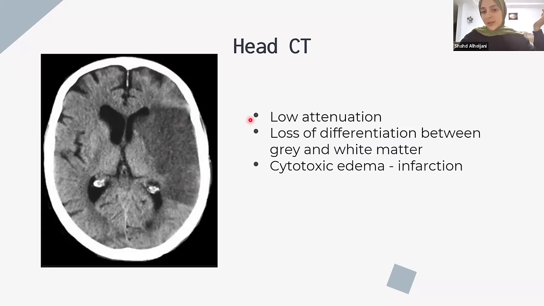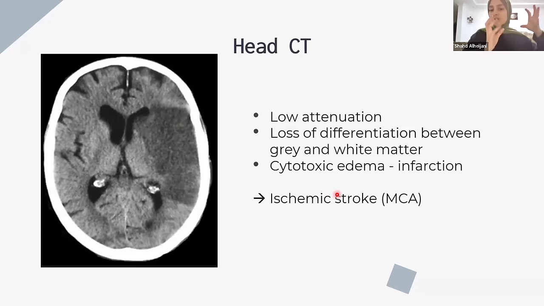What is happening in infarction? You have loss of blood supply to a certain area, so there is edema. In this case, this is cytotoxic edema because you can't see any differentiation between the gray and the white matter. So what do we have? Ischemic stroke. The patient with a stroke will come with slurred speech. They will have headache too, but the worst headache of their life is for subarachnoid hemorrhage. Here the patient comes with slurred speech and so on, and on CT you'll see loss of differentiation. This is cytotoxic edema due to infarction, for example.